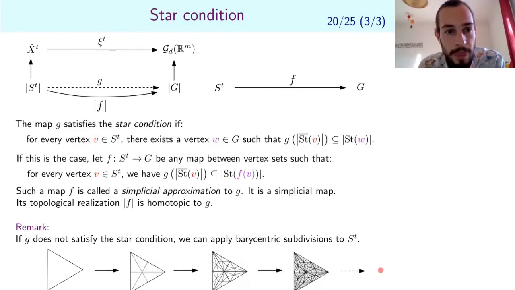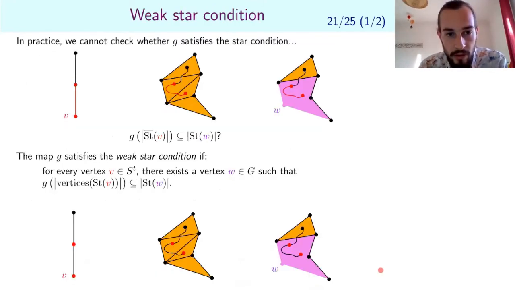Okay, there is a small problem. Checking whether G satisfies the star condition is not something we can do in practice, because we have to ensure that the image of the closed star is a subset of the open star, but the closed star is an infinite set. And we cannot certify that each point of this infinite set belongs to another set. So I propose something close but usable in practice, the weak star condition. Basically, instead of looking at the whole image of the closed star, you only look at the vertices of the image of the closed star. And you are just looking for a vertex such that the vertices of the image of the closed star are included in the open star. This is something we can do in practice.